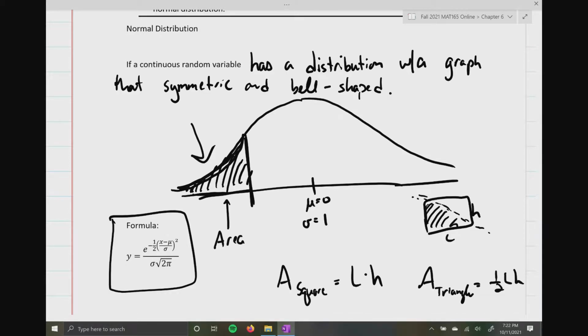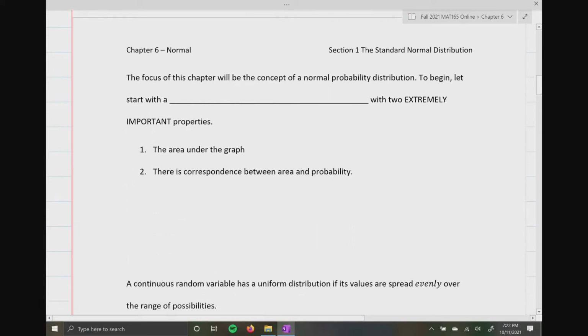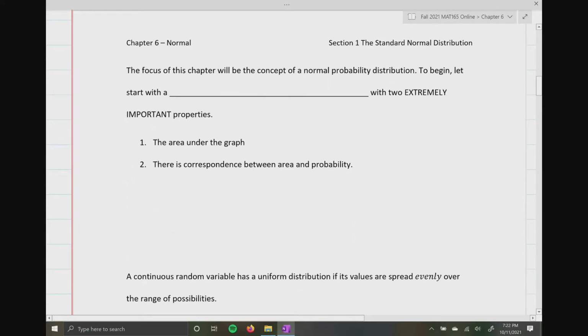So I think a really good concept then would be, you know what? Instead of starting with this normal curve, which is bell-shaped, why don't we start with a uniform distribution?